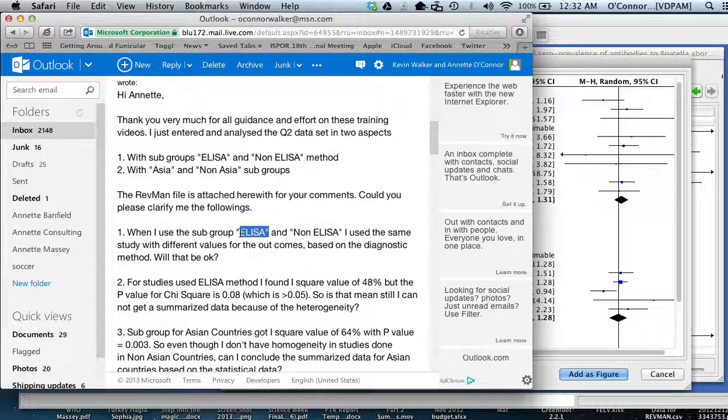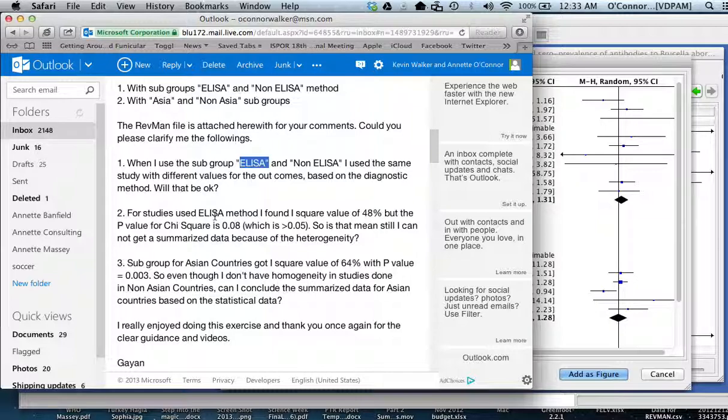So if within the same study they had one group of animals that were tested on an ELISA and then they retested the same animals, I don't know, using an AGID, then that would be valid. But changing just the cutoff for the ELISA, I don't think that would be appropriate.